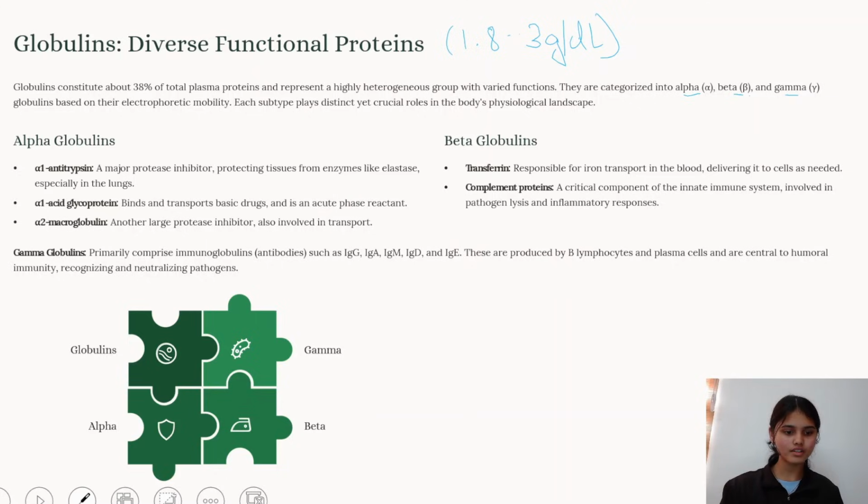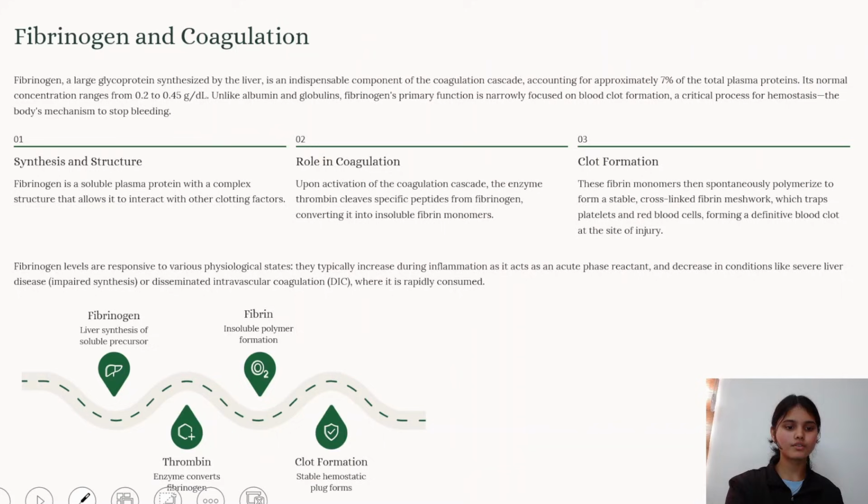Alright. So gamma globulins comprise IgA, IgM, IgD, IgG and IgE. They are produced by the B lymphocytes and the plasma cells. And since they are produced by the B lymphocytes, they are related to humoral immunity. Now fibrinogen, unlike albumin and globulin, is mainly related to the blood clotting function. Its normal value is 0.2 to 0.45 and it is mainly synthesized by the liver.